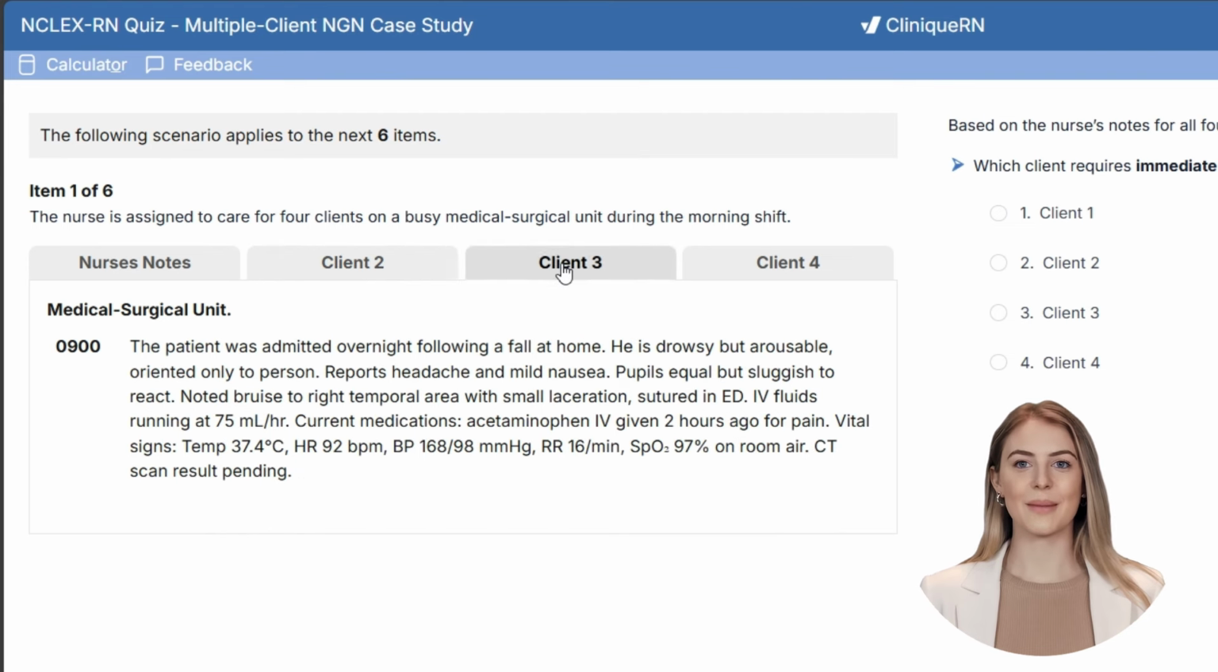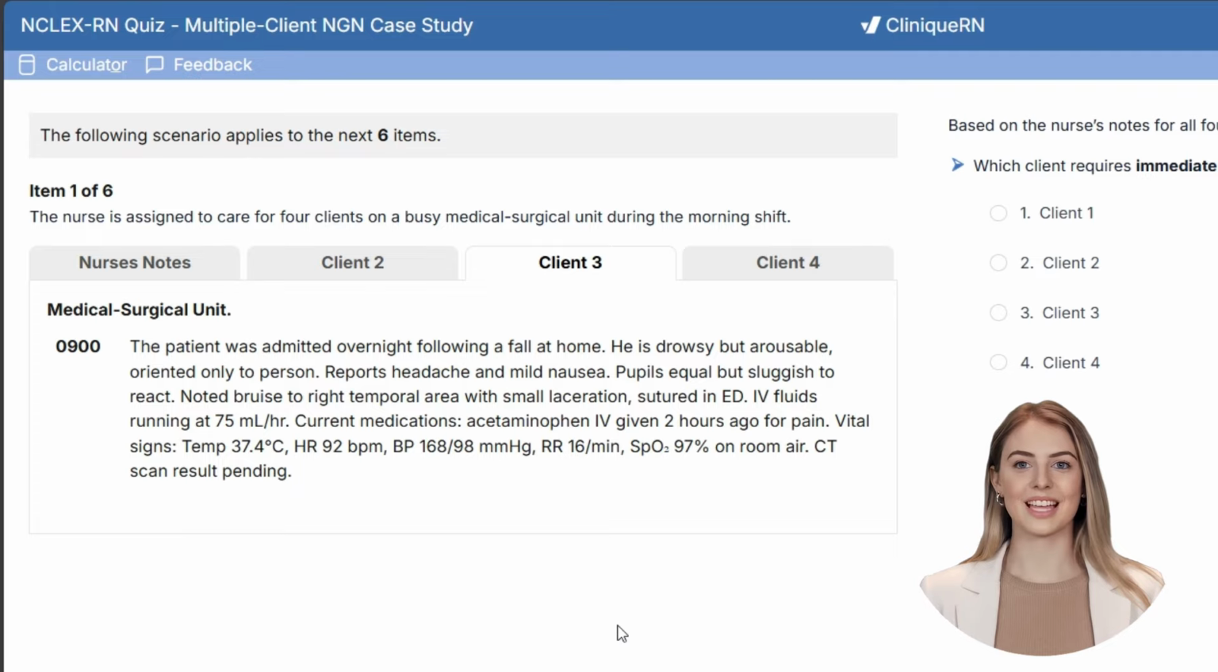Client 3. The patient was admitted overnight following a fall at home. He is drowsy but arousable, oriented only to person. Reports headache and mild nausea. Pupils are equal but sluggish to react. Noted bruise to the right temporal area with a small laceration, sutured in emergency department. IV fluids running at 75 milliliters per hour. Current medications. Acetaminophen IV given 2 hours ago for pain.